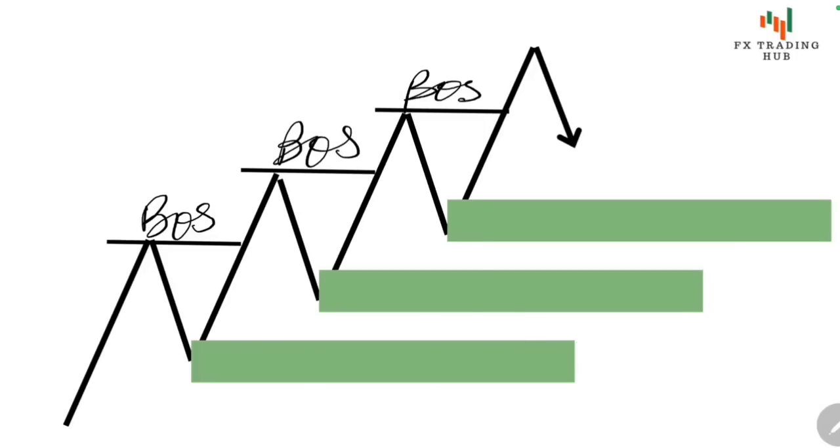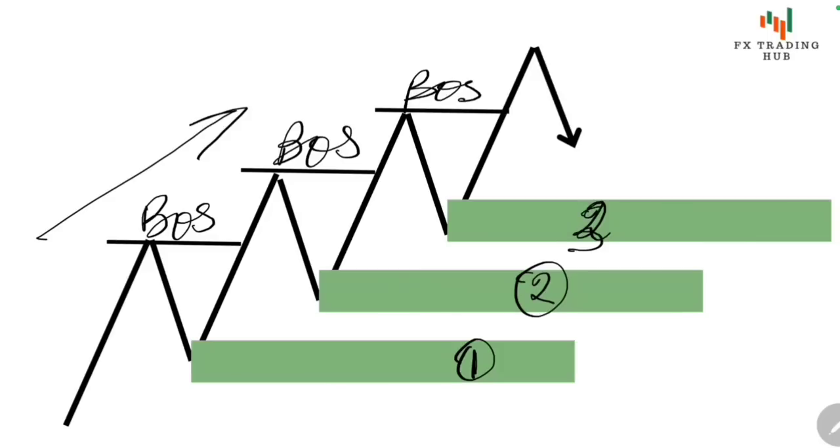And you know what we trade as demand and supply traders? We trade the mitigation of zones. In this case, this is a bullish market structure, so we are trading the mitigations of zones. So these are demand zones. Demand zone number 1 here, this is demand zone number 2, demand zone number 3. So we look to take trades from either of these zones.